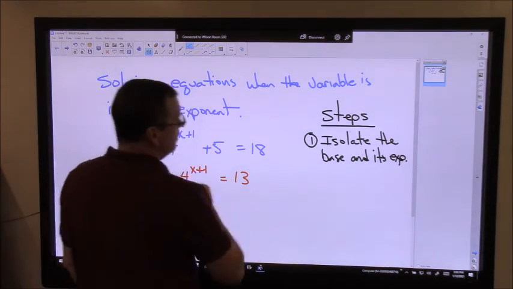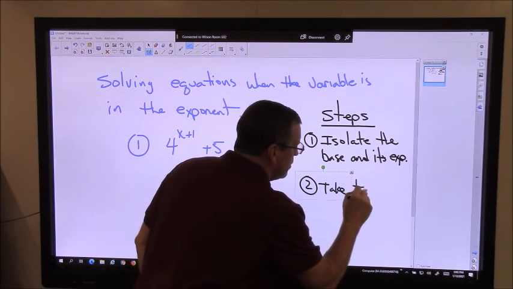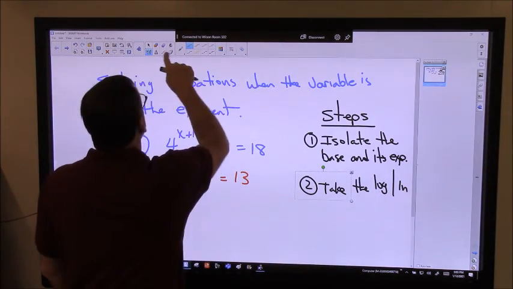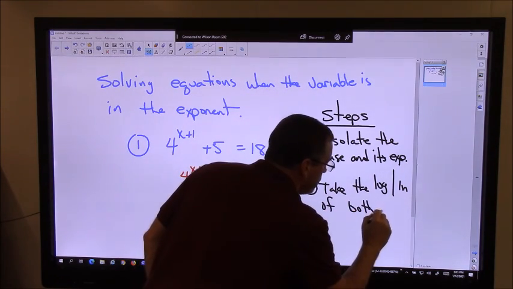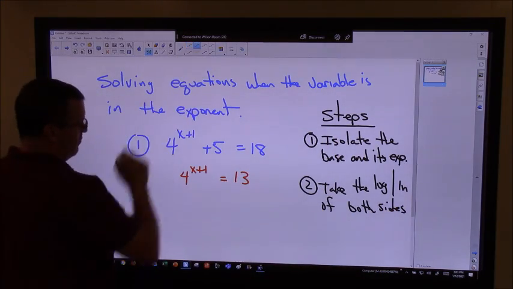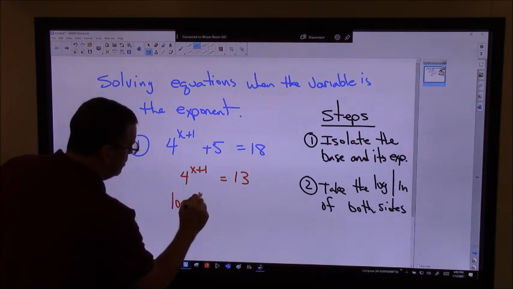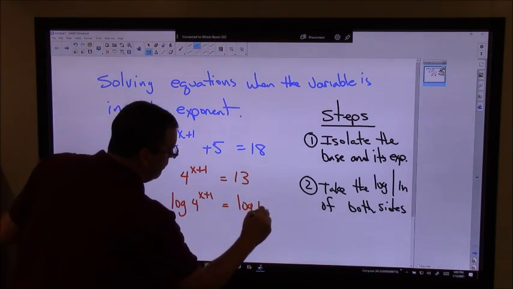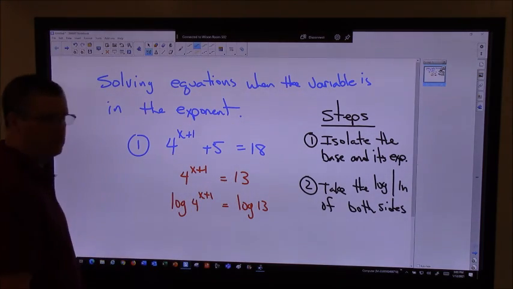And so our second step is we want to take the log or natural log, it really doesn't matter which one you use, they both work, of both sides. Okay, so when I say take the log of both sides, what I mean is this: log of 4 raised to the x plus 1 equals log of 13. I'm just doing the log of both things that are written here.